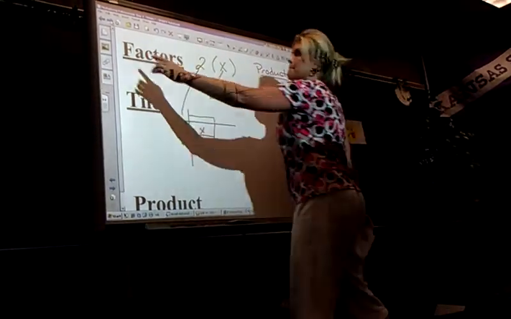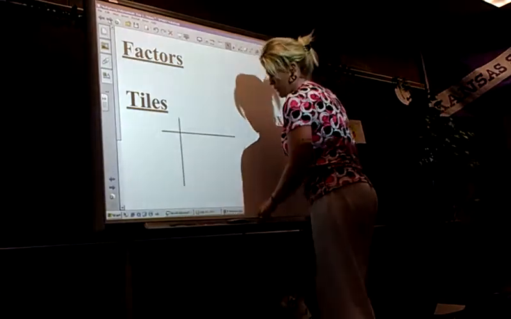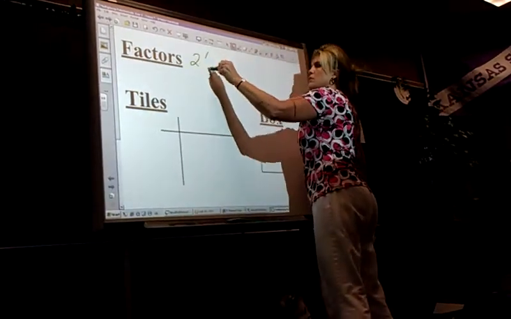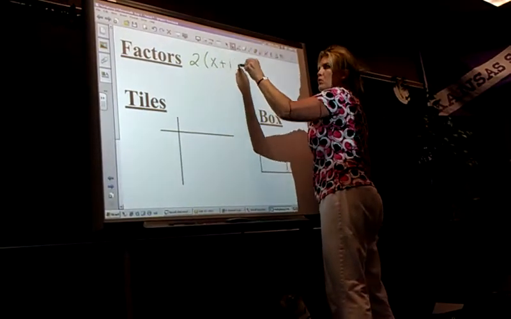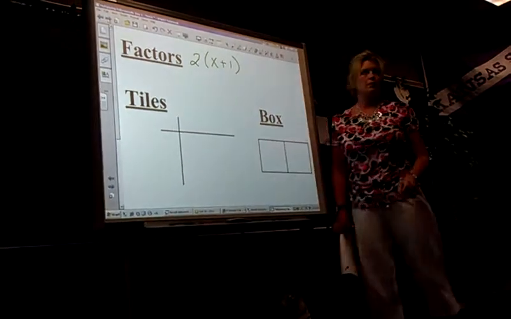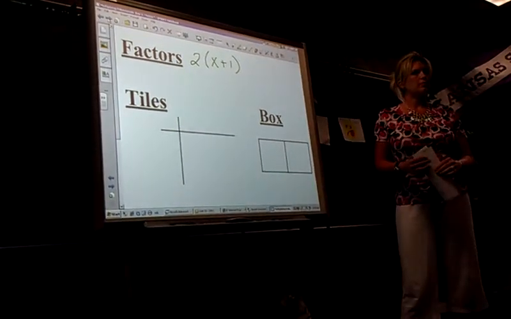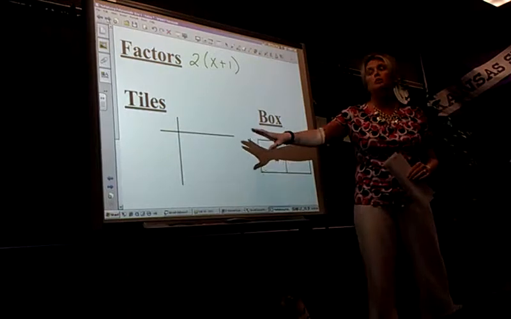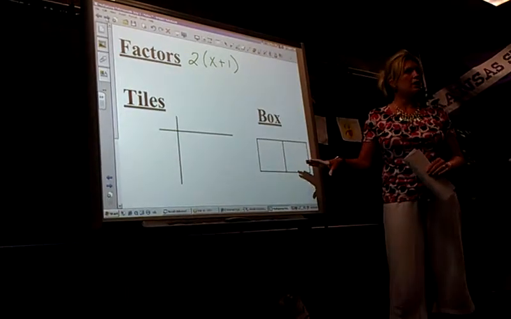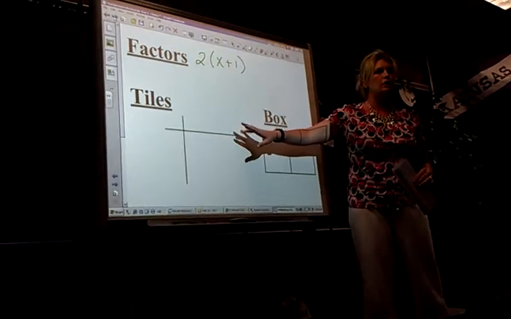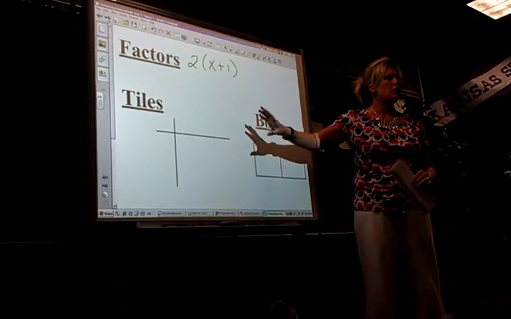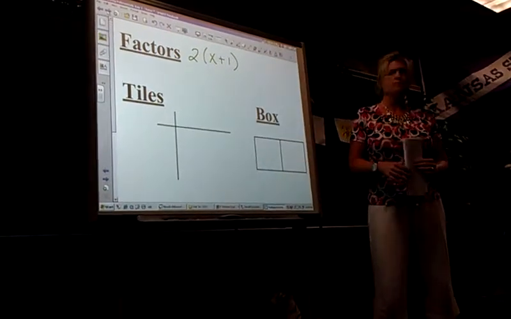Next, let's do this one. 2 times x plus 1. Okay? Eventually we won't be doing both the tiles and the box, but you will have questions on the tiles. You're going to have to understand that. They do use those on your tests and on your tax test.